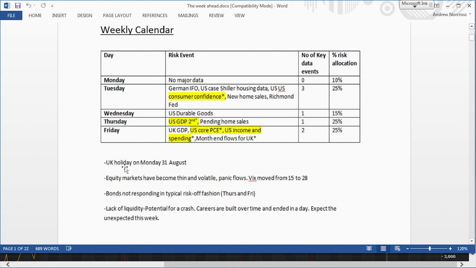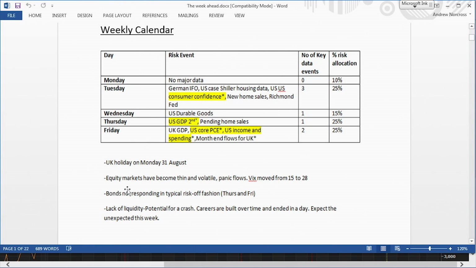The first thing I've said is UK holiday on Monday the 31st of August. Now the reason I point that out is because typically as traders, we expect month-end flows to come in on the last day of the month. But as the UK is such a big market player, it could very well be a case that we start to see a little bit of month-end flows actually on Friday as opposed to Monday. So just bear that in mind, because the pattern might not exist as we are used to it, simply because of this holiday from the UK.